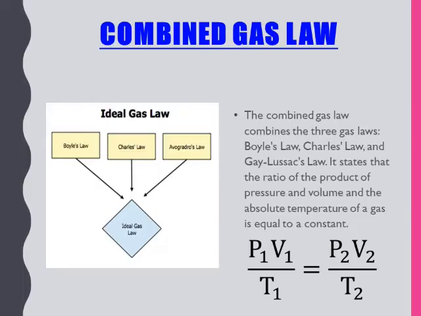Combined gas law. The combined gas law combines the three gas laws: Boyle's law, Charles' law, and Gay-Lussac's law. It states that the ratio of the product of the pressure and volume and the absolute temperature of the gas is equal to a constant. So the formula for combined gas law is P1 times V1 over T1 is equal to P2 times V2 over T2.